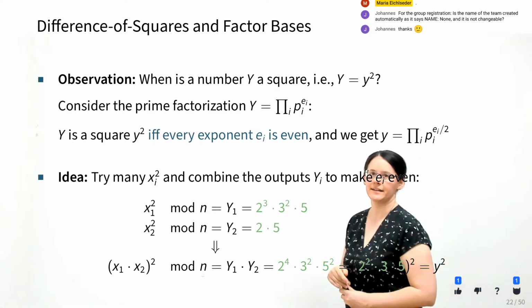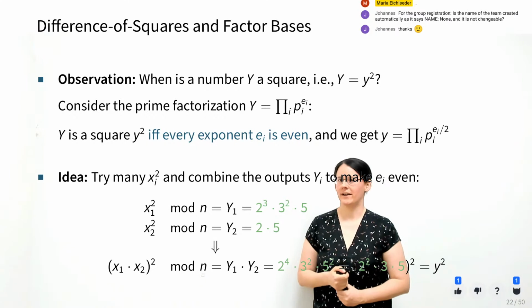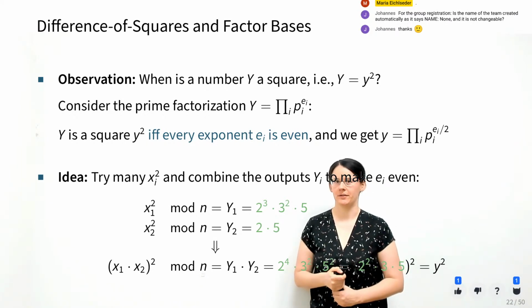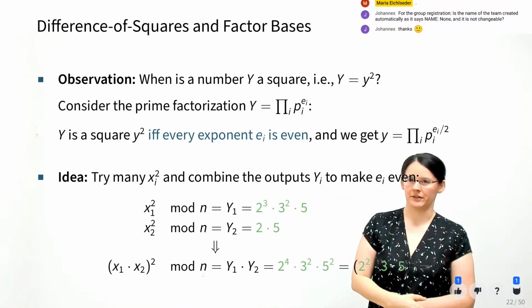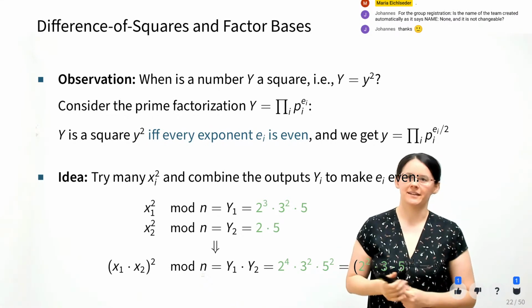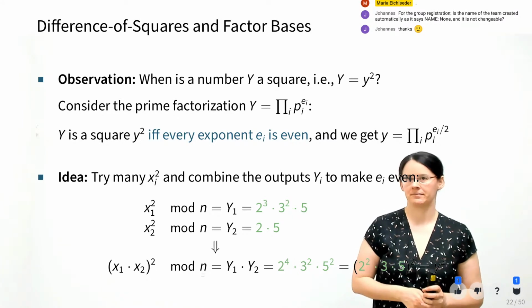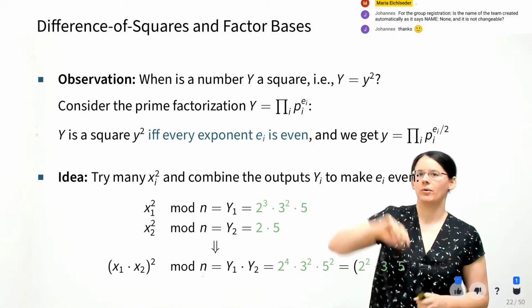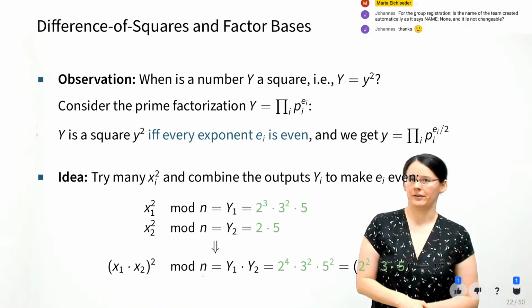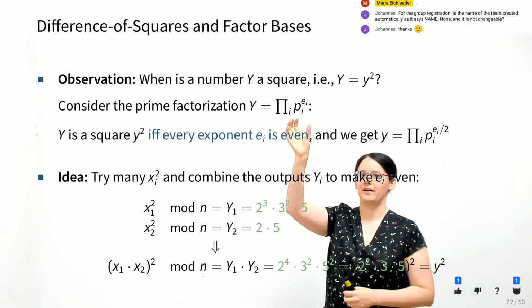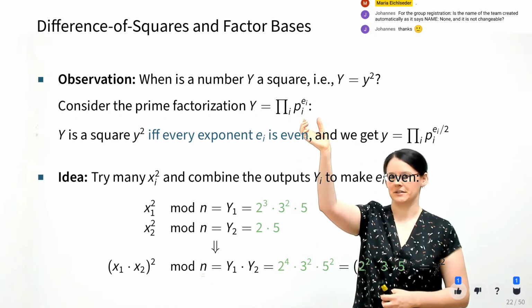And one of the ideas how we can do this is the following. So let's ask the question when a number is actually a square number. So if we have some y, when is this capital Y some small y squared? And one of the criteria how we can test that a number is a square is by looking at its prime factorization. So assume we have this capital Y and we know all of its prime factors. How can we test whether the number is a square? Well, to be a square, every prime factor needs to appear in here an even number of times.